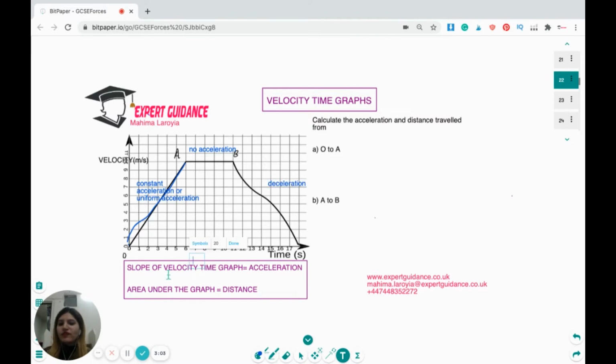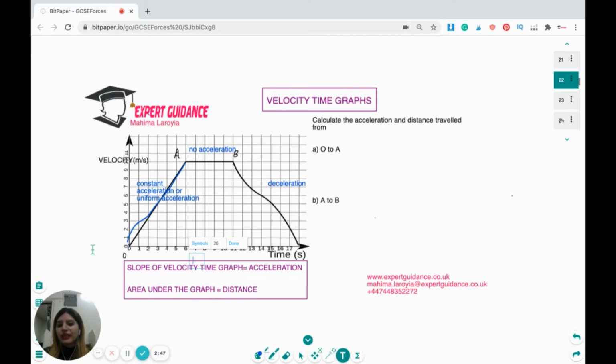Now, the slope of the velocity-time graph gives you acceleration. We've just seen a question: how do we work out the acceleration from O to A? And if you work out the area under the velocity-time graph, you get the distance. Okay, so you need to remember these two things. Now let's try a question.